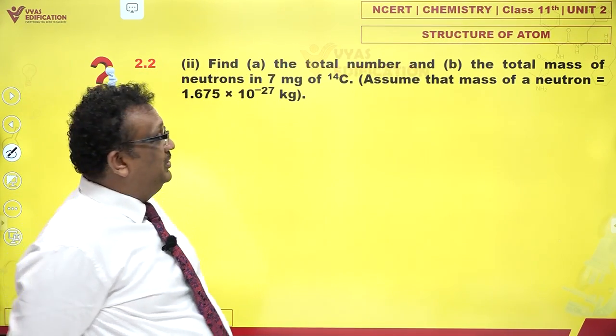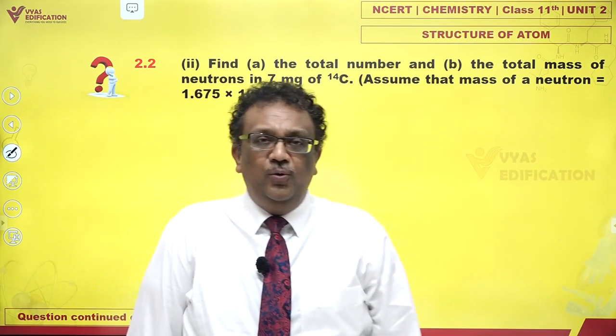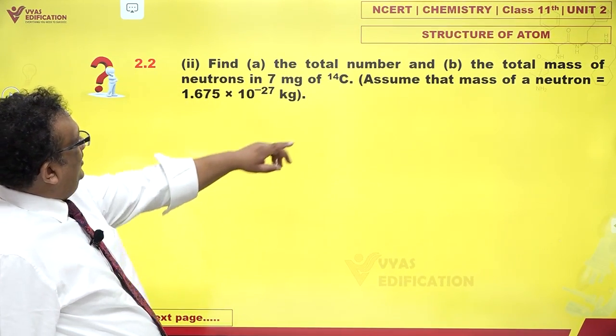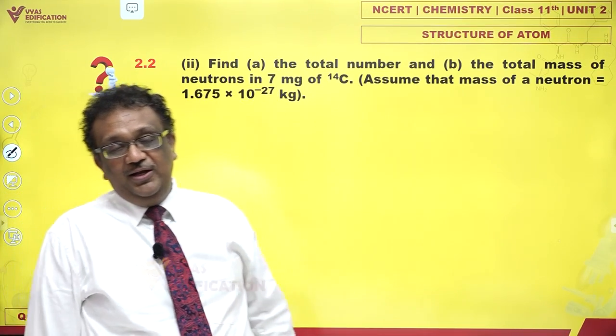Find A, the total number, and B, the total mass of neutrons in 7 milligrams of C14. Assume that mass of a neutron is so much. Oh my God, what do we do? We solve. And how exactly? See, we have 7 milligrams of C14.